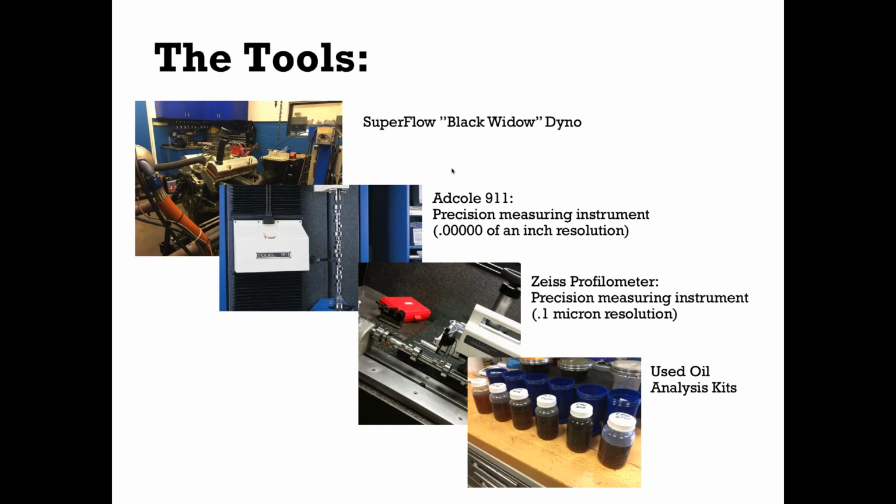And then also using the Zeiss profilometer gives you that third dimension, not just the 360-degree view of what the cam lobe looks like, but going across it, left to right, you can get a contact patch, if you will, across the top of the cam. And then also, we're using used oil analysis, which to me is a great tool. It's one of the most underutilized tools in the industry.